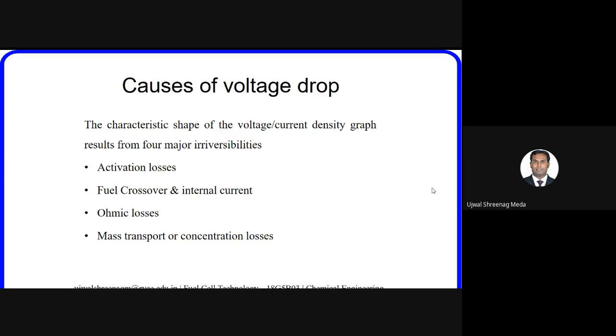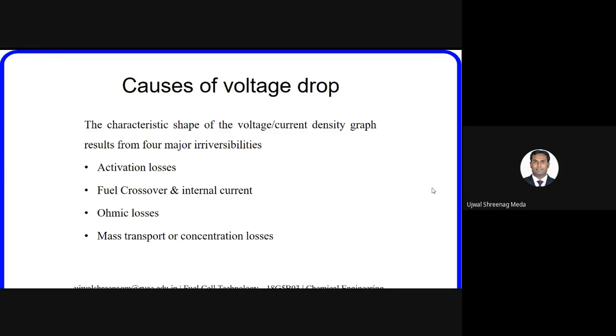So fuel cells such as AFC, PEMFC, PAFC, and DMFC. DMFC is direct methanol fuel cell. We have not discussed anything in detail about that, but that is also a fuel cell which operates at temperature close to ambient temperature. That is, from room temperature to somewhere between room temperature and 100 degrees centigrade. In these types of fuel cells, the effect of activation losses is more.